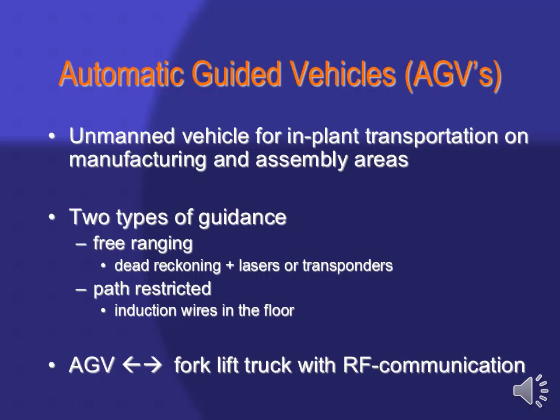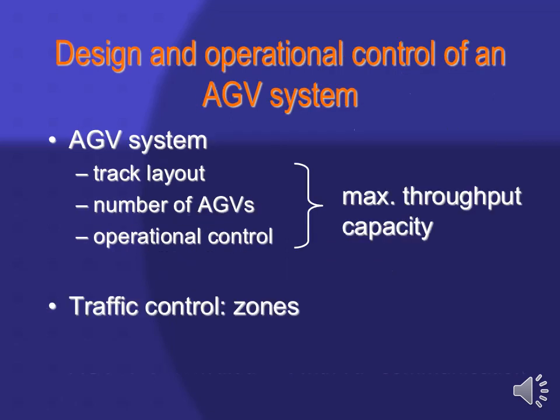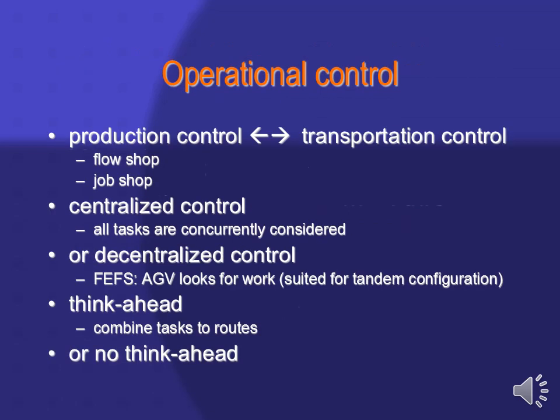Now, automated guided vehicles, unmanned vehicles for in-plant transportation and manufacturing and assembly area. 2 types of guided: free and path. Indication wire in the floor, and free ranging with dead reckoning, plus ledgers or transponders. Design and operational control of an AGV system: track layout, number and operational control, as well as controls.